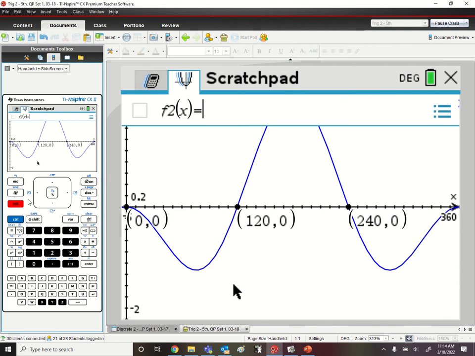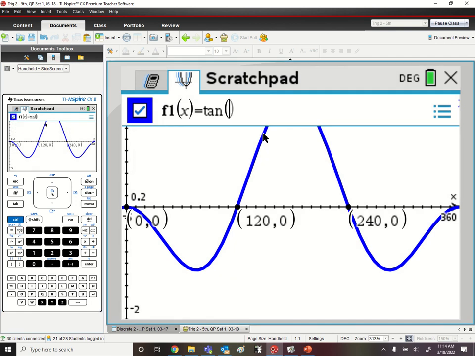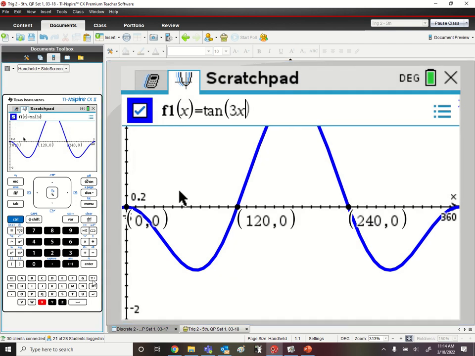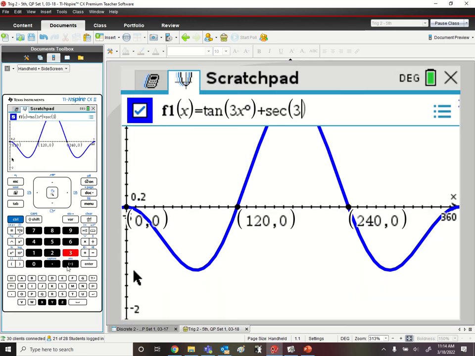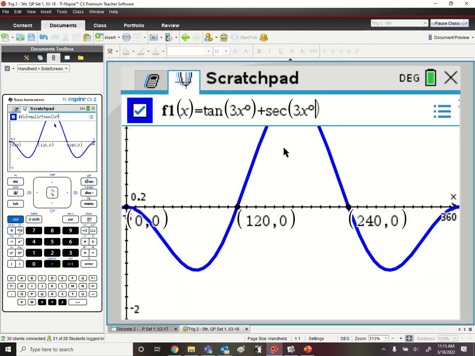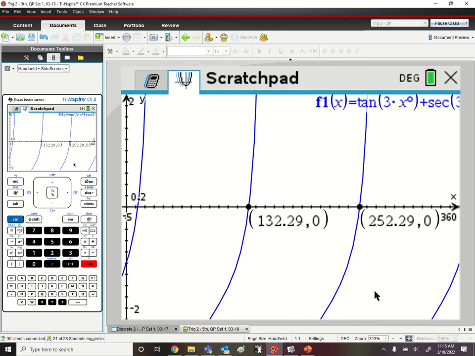Let's go. So I hit tab, arrow up, and control delete will clear that. And it gave me tangent of 3x. And was it minus secant? Plus secant. Plus secant of 3x. Close minus 2. There we go. How many answers should I have? 4? 3.